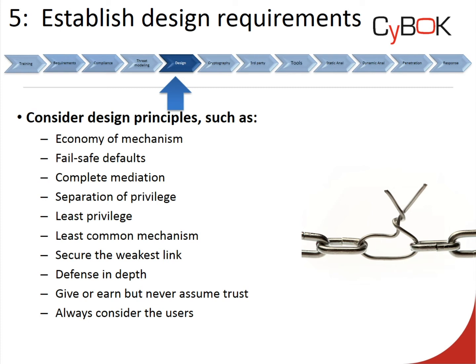Next principle, give or earn but never assume trust. So you want to, by default, deny people access rather than give them access. And then last, always consider the users. So we can make a system so secure that people, users, will find a way around your protections, and then ultimately be worse in the long run.